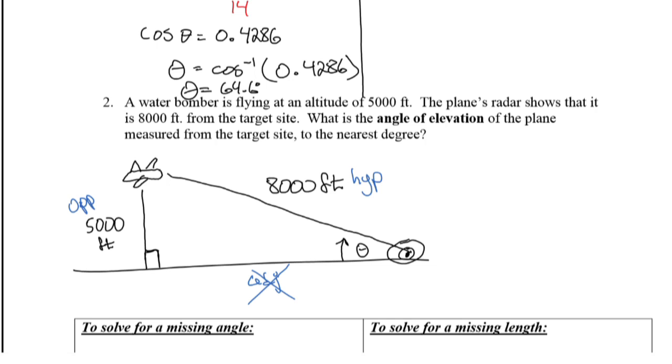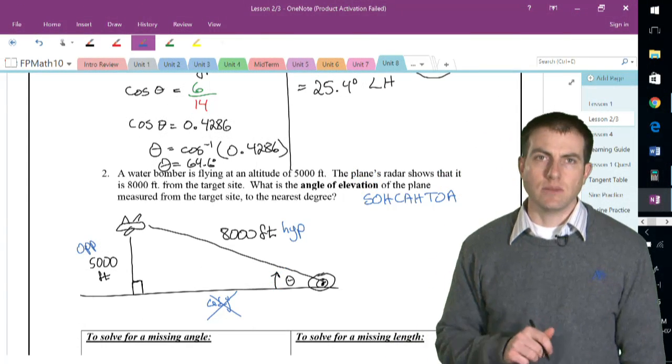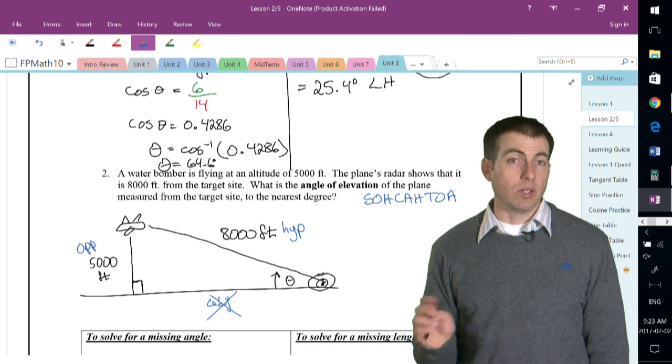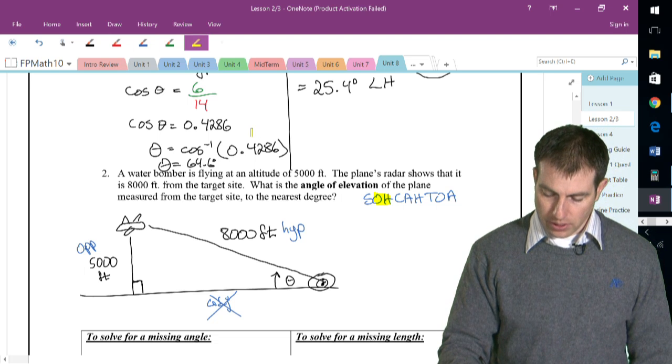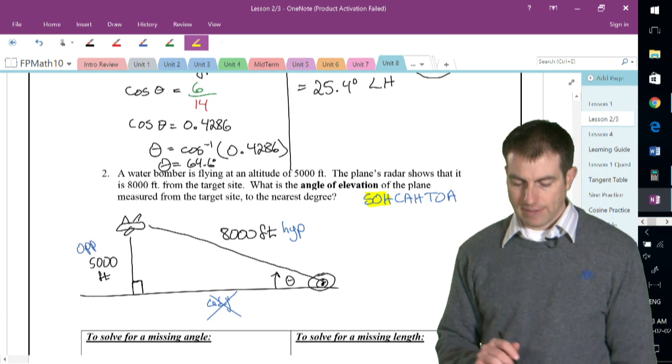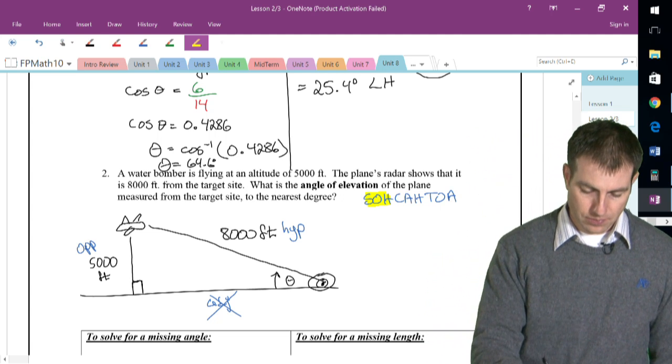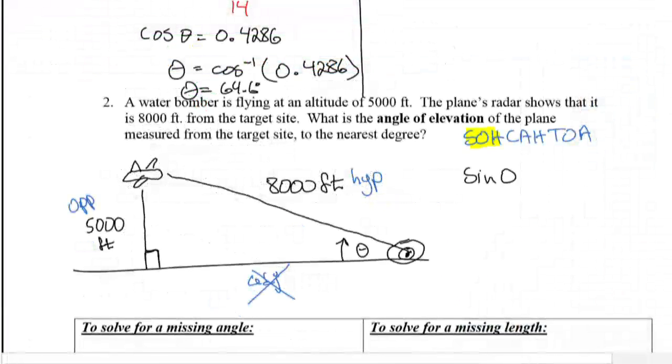So now I need to figure out which trig function uses the opposite and the hypotenuse. So I think, okay, SOHCAHTOA. That tells me all three trig functions, sine, cosine, tangent. And I have the opposite and the hypotenuse. So I'm looking for the one that has the O and the H. So I see the O and the H together here. So that means I'm going to use the sine function. So the sine of some angle theta is going to be the length of the opposite side divided by the length of the hypotenuse.